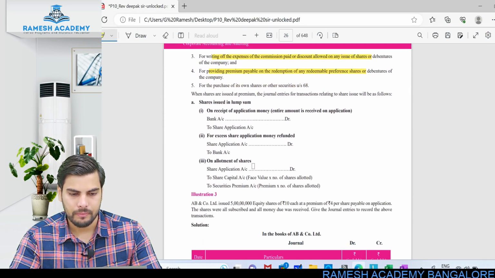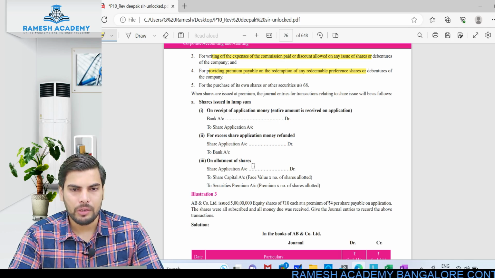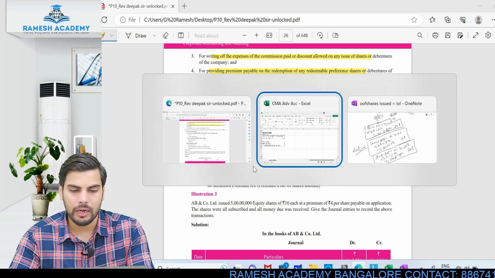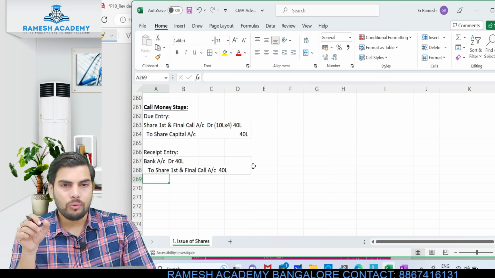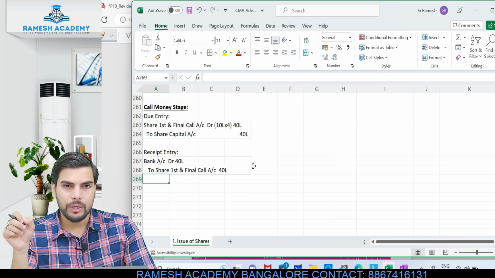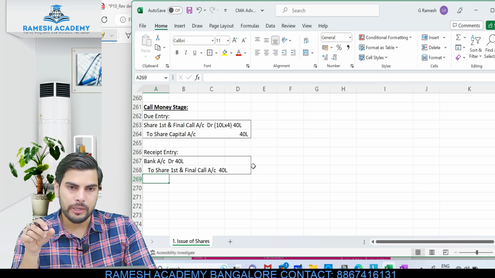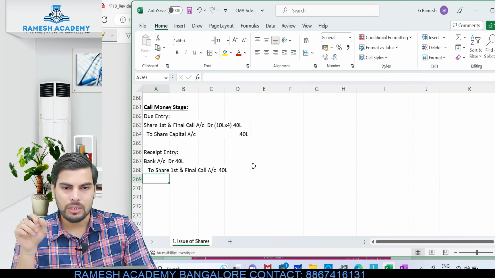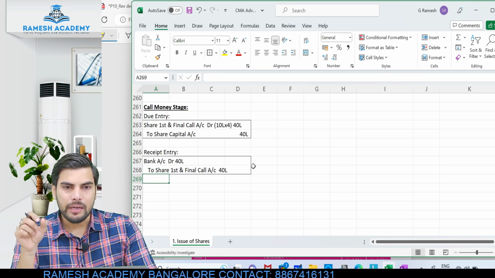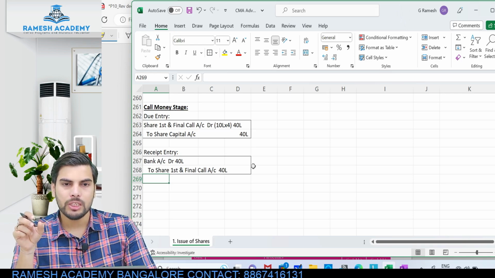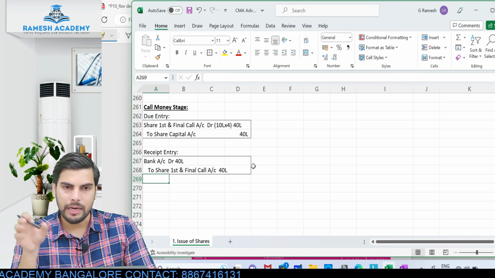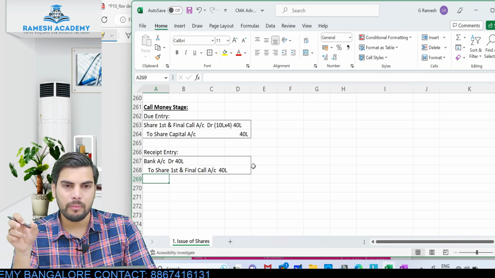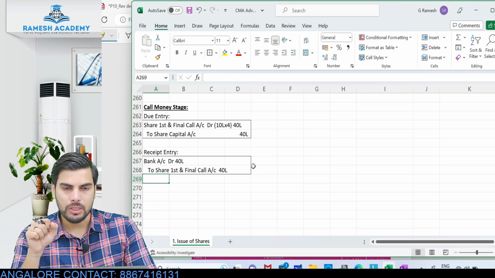Okay. Now let me tell you the journal entry with respect to premium. Premium can be included either at the application stage, allotment stage, or call money. In the question or illustration, they will clearly mention whether premium is included in the application stage, allotment stage, or first and final call stage. In 90% of the cases, the securities premium will be collected at the allotment stage.